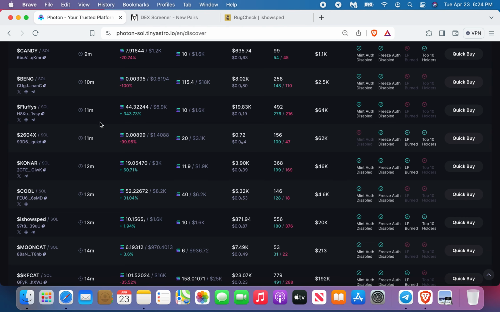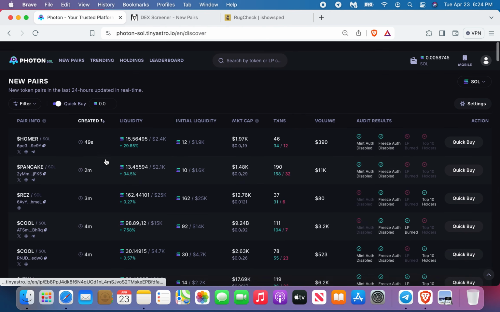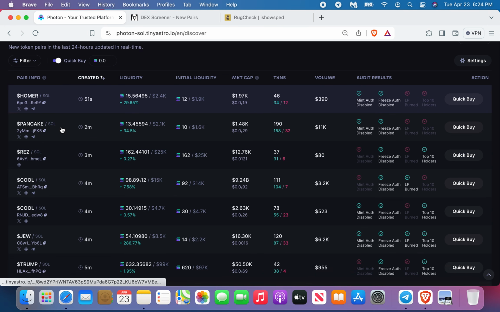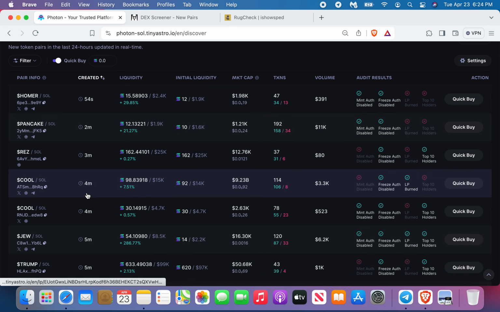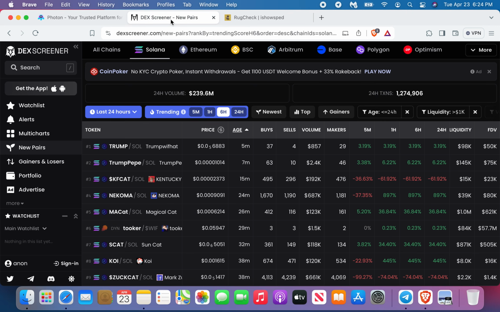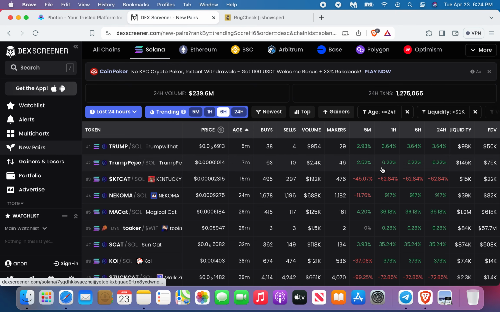All right, so back on here. Let's see what's happening in the very beginning here. We got Homer, we got Pancake. See, all these have been listed a couple of minutes ago. If you go into dexscreener, you still don't see them in the new pairs. They might be in the search index, but they haven't popped up here. And so the new fresh set of eyes of dexscreener users have not acknowledged this token yet.